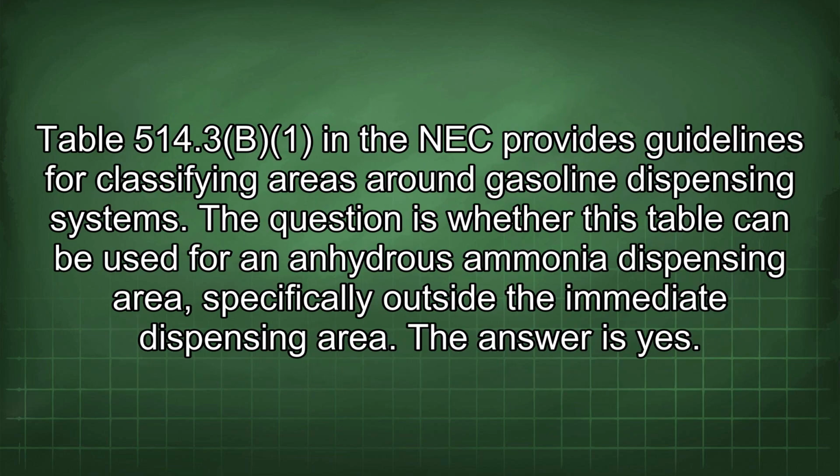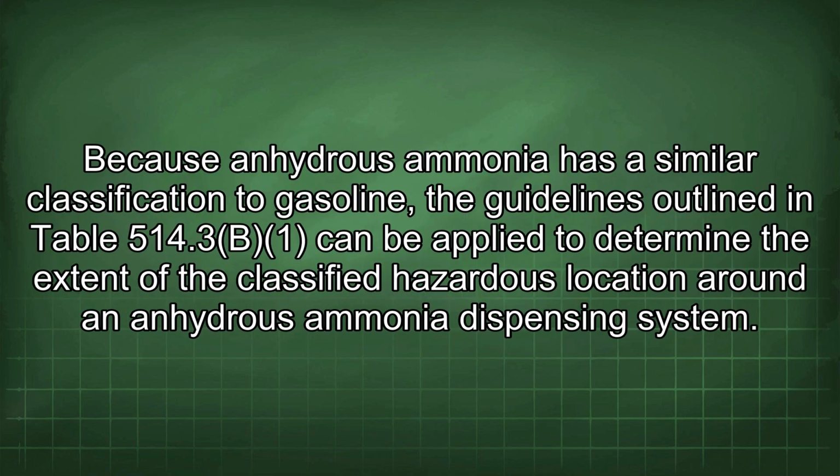Table 514.3(B)(1) in the NEC provides guidelines for classifying areas around gasoline dispensing systems. The question is whether this table can be used for an anhydrous ammonia dispensing area, specifically outside the immediate dispensing area. The answer is yes. Because anhydrous ammonia has a similar classification to gasoline, the guidelines outlined in Table 514.3(B)(1) can be applied to determine the extent of the classified hazardous location around an anhydrous ammonia dispensing system.